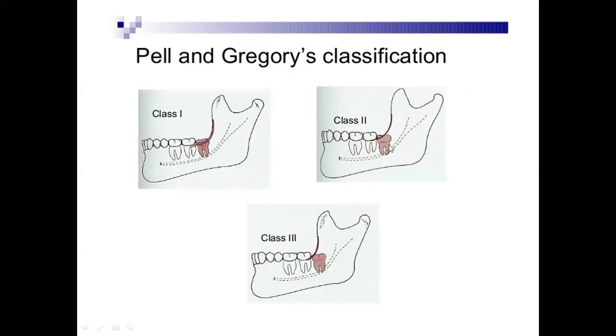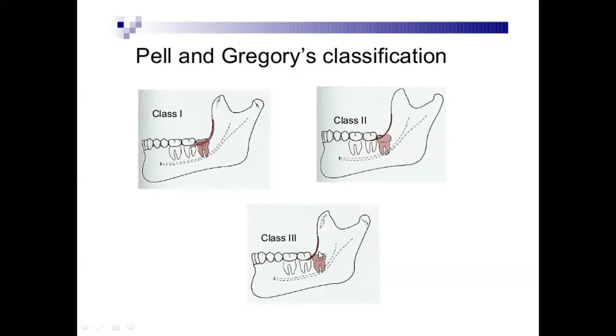Whereas class 2 indicates that the space available between the anterior border of the ramus and the distal side of the second molar is less than the mesiodistal width of the crown of the third molar. Whereas class 3 indicates that the third molar is totally embedded in the bone from the ascending ramus of the mandible because of the absolute lack of space. So till now, we have seen the classifications for the mandibular impacted third molars.